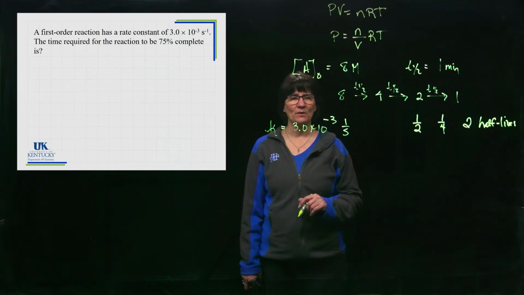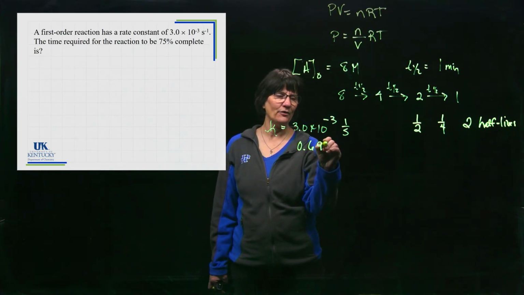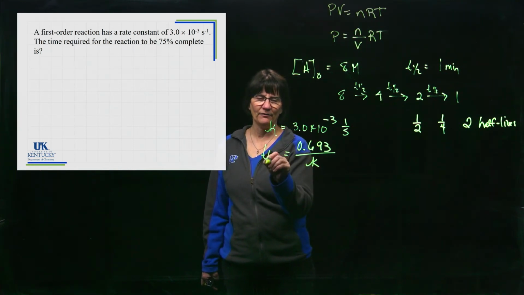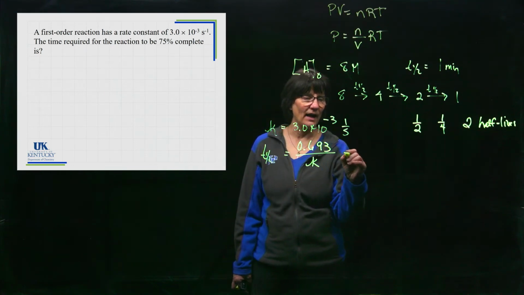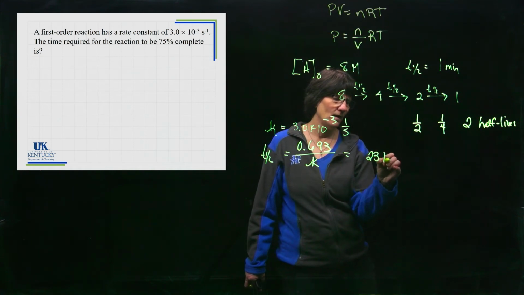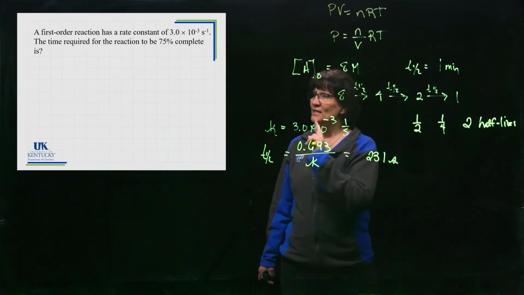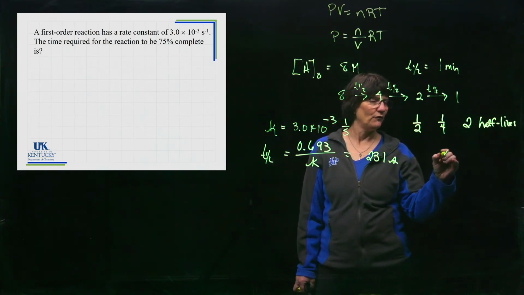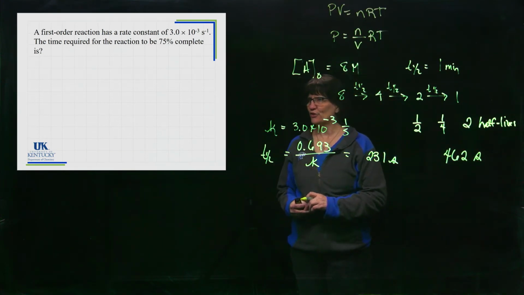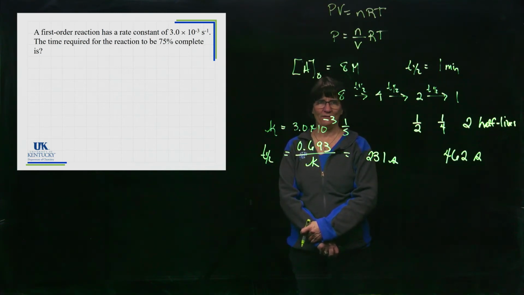It wants to know how much time that would take. Well, I don't know the half-life yet. So I take 0.693 divided by K, and I will get the half-life. I've got the K value, so the value for this one is going to be 231 seconds, okay? So it's going to take two half-lives in order to be 75% complete, so that would be 462 seconds.